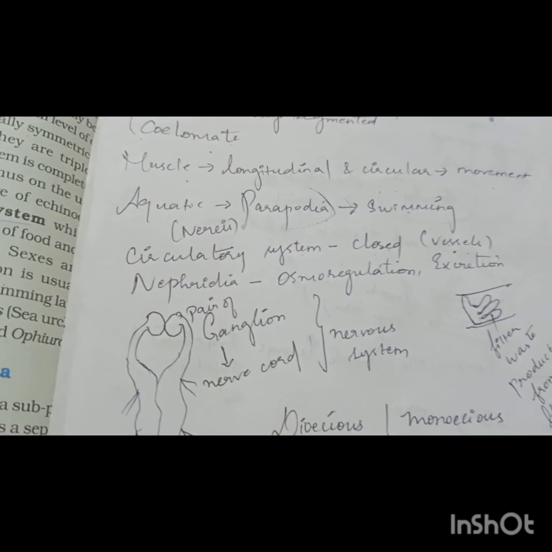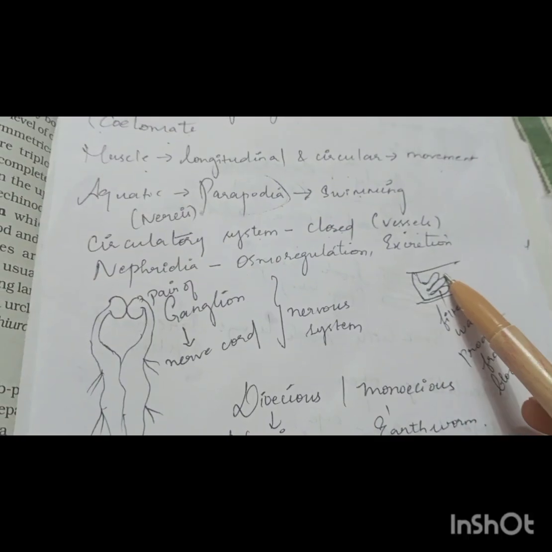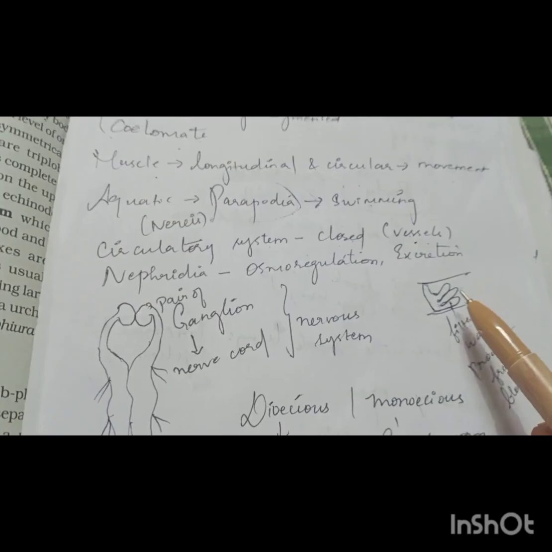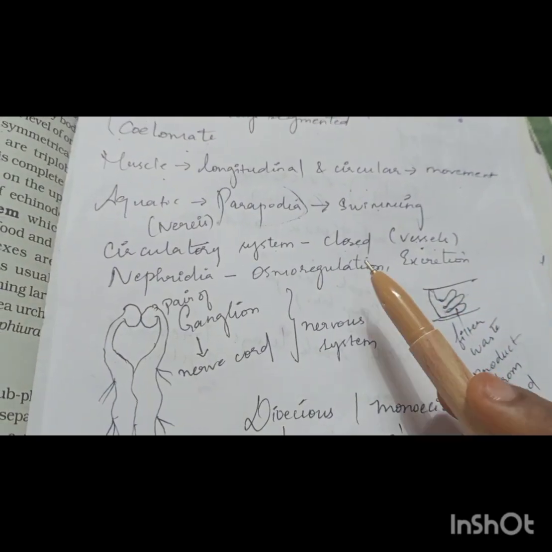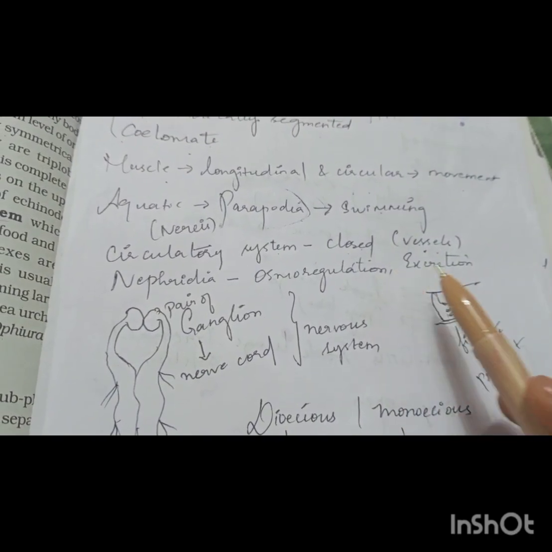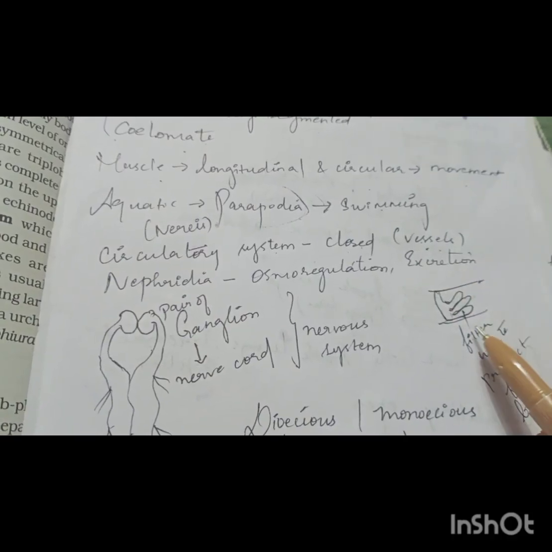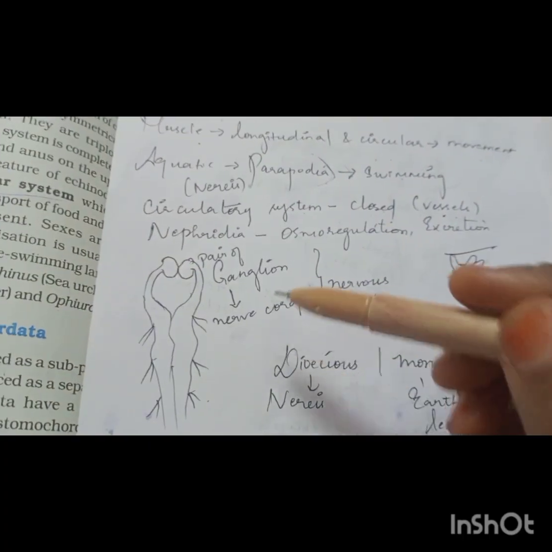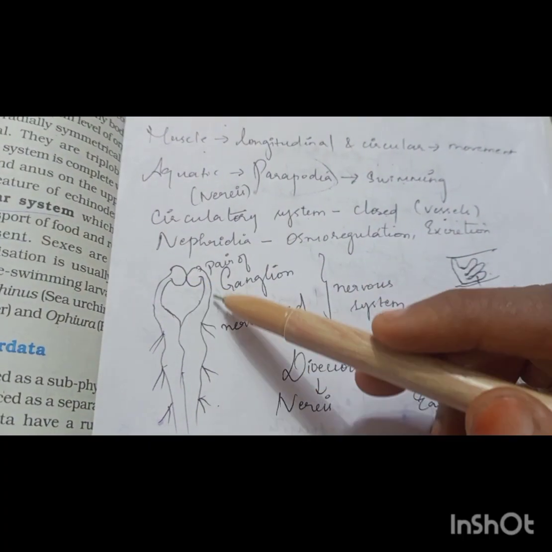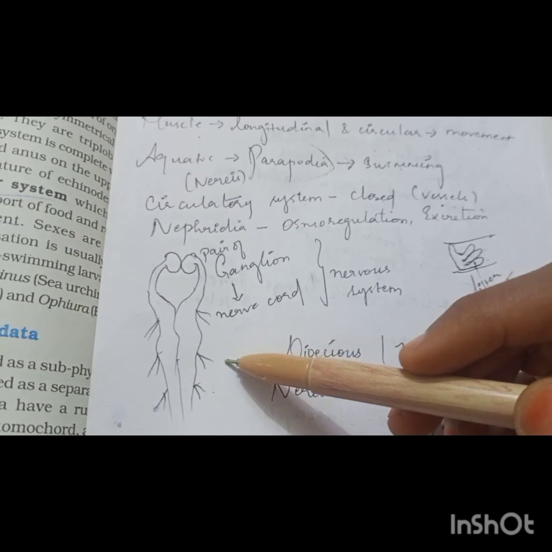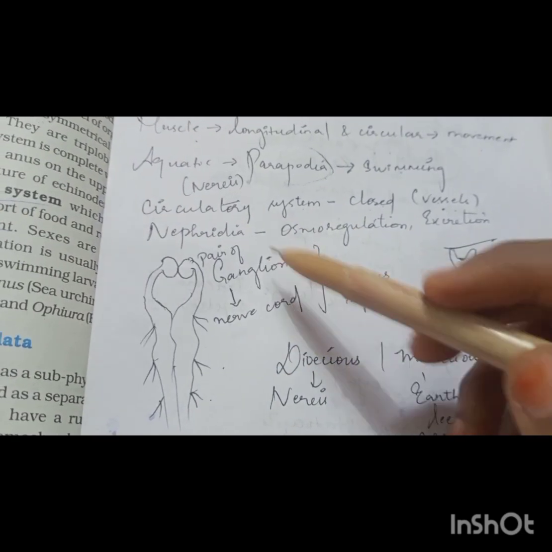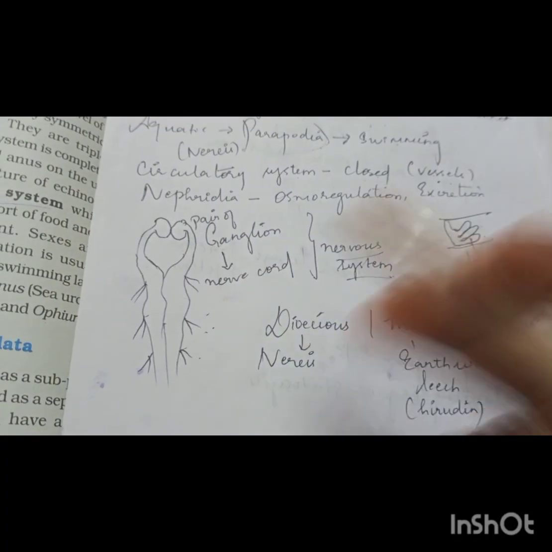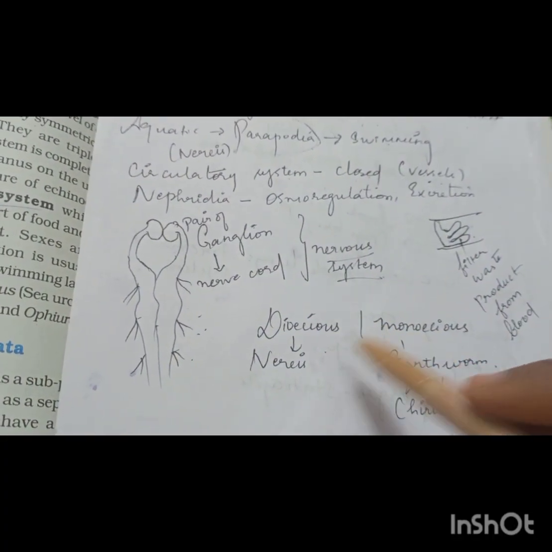And there is a special structure called nephridia. You can see in the segments, it will look like this. It actually helps in osmoregulation, that is to maintain the cellular balance, and excretion. It will filter the waste product from the blood and send the waste out of the body. The nervous system consists of a pair of ganglia attached to a central nerve cord. The pair of ganglia and nerve cord together comprise the nervous system. So it can respond to the stimuli, and they may be either dioecious or monoecious.